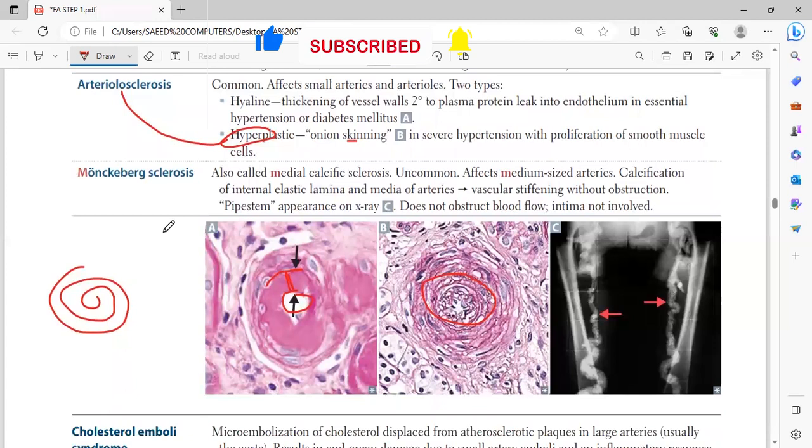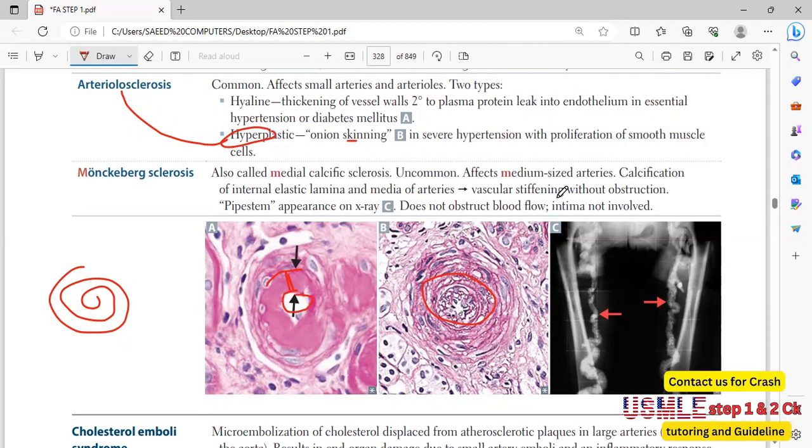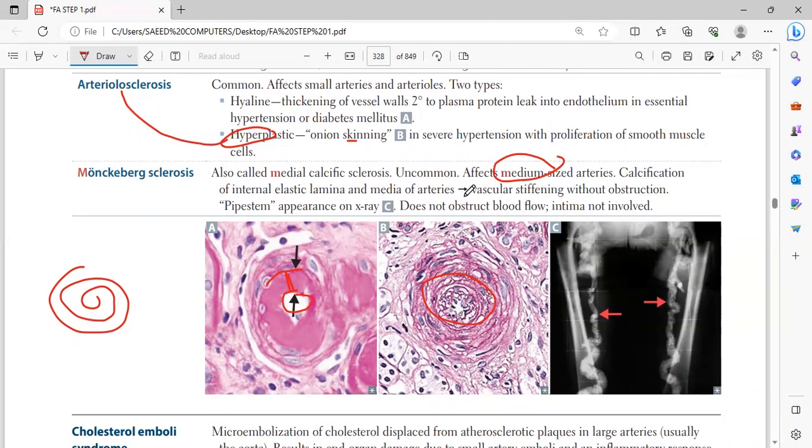Then is Mönckeberg sclerosis, also called medial calcific sclerosis. It is uncommon. It affects medium-sized arteries. Calcification will be in the media. You will have vascular stiffening without obstruction. Remember, no obstruction. It is called pipe-stem appearance on X-ray. It does not obstruct blood flow, and the intima is not involved. That's it. Next is a very important topic, atherosclerosis. We will discuss that.